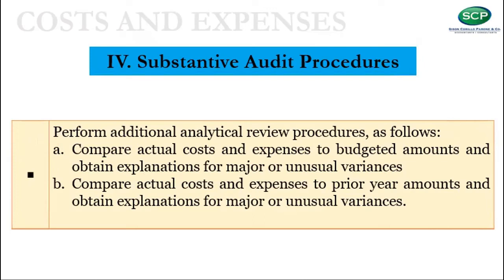1. Compare actual costs and expenses to budgeted amounts and obtain explanations for major or unusual variances, and compare actual costs and expenses to prior year amounts and obtain explanations for major or unusual variances. This is something na we should always be doing. This is something na lagi ko ring hinahanap pag nagtitingin ako ng expenses, yung explanations for significant fluctuations or unusual fluctuations or absence of any fluctuation when expected siya na magkaroon ng fluctuation.